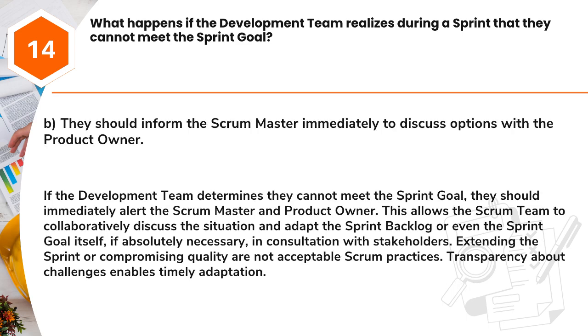Answer: B. They should inform the Scrum Master immediately to discuss options with the product owner. If the development team determines they cannot meet the sprint goal, they should immediately alert the Scrum Master and product owner. This allows the Scrum team to collaboratively discuss the situation and adapt the sprint backlog or even the sprint goal itself, if absolutely necessary, in consultation with stakeholders. Extending the sprint or compromising quality are not acceptable Scrum practices. Transparency about challenges enables timely adaptation.